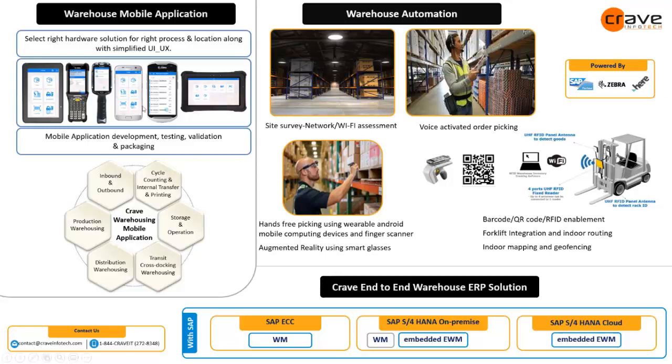Then comes the adoption of the mobile application. So Crave has a warehouse management mobile application, which is basically configurable and can be adapted to your specific need. So that's our end-to-end mobile app offering. And this application is built using Fiori. So that's our end-to-end Fiori enablement, end-to-end warehouse ERP solution or intelligent warehouse solution using Fiori, RFID, and so forth.